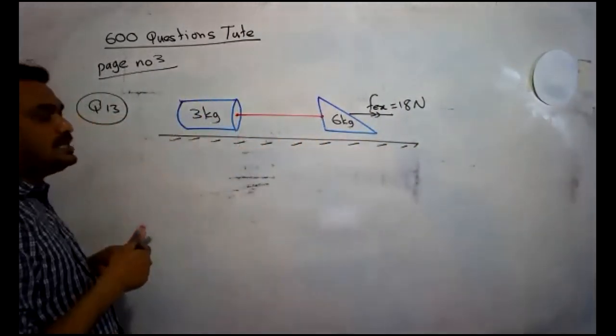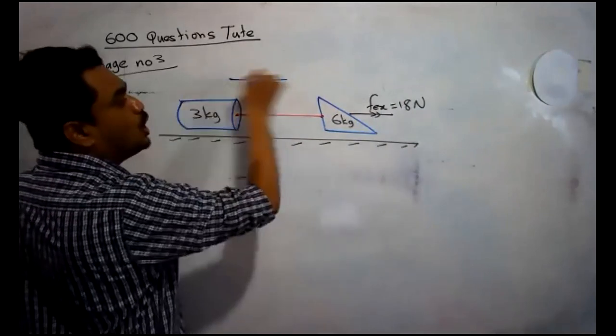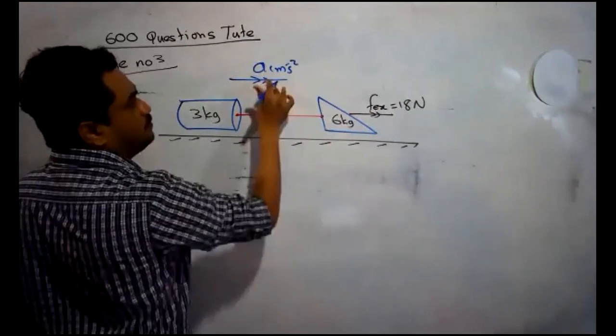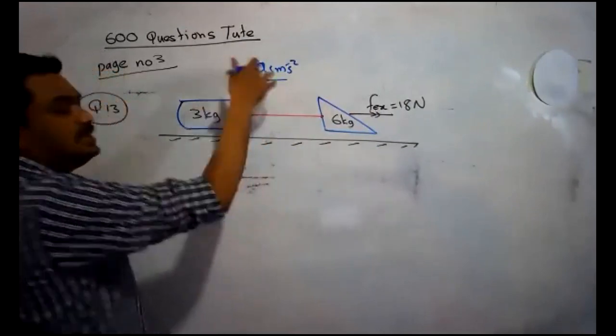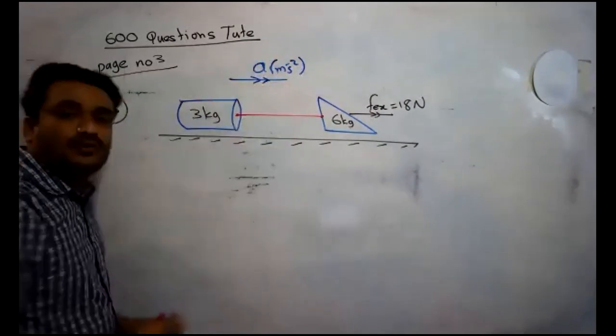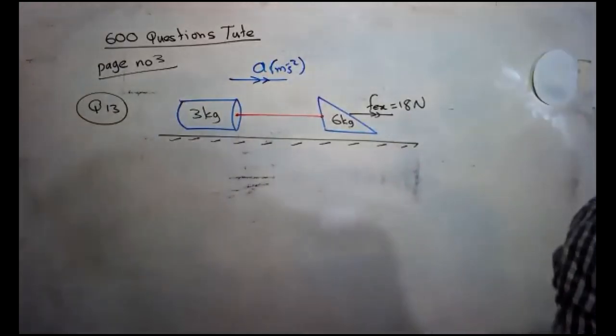Due to this 18 Newton force, the whole system moves with an acceleration of a meter per second squared. The first thing we want to find is the size of the symbol a, the acceleration. Draw it here, quick.